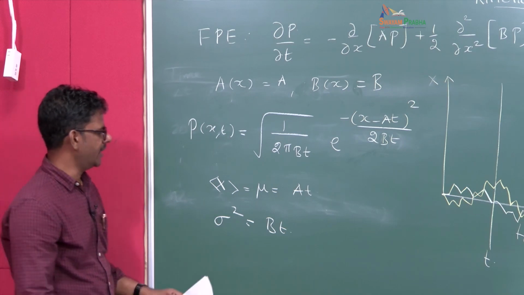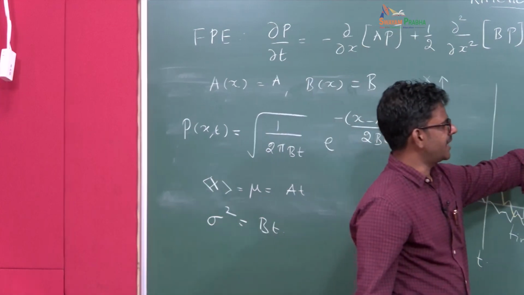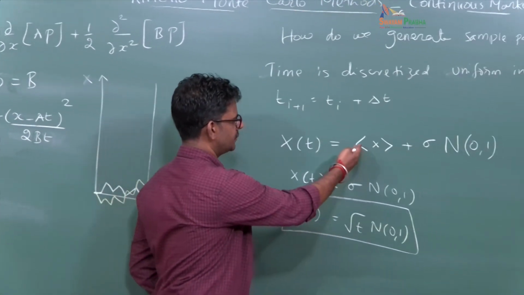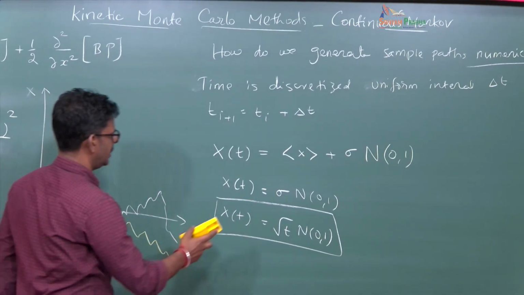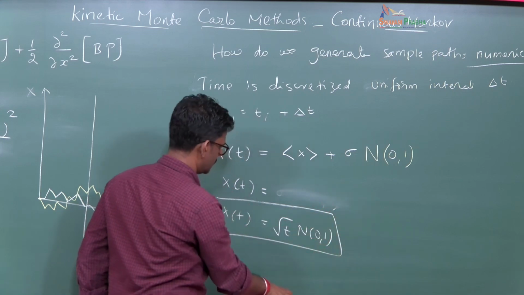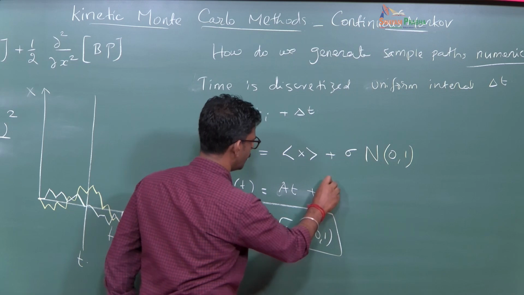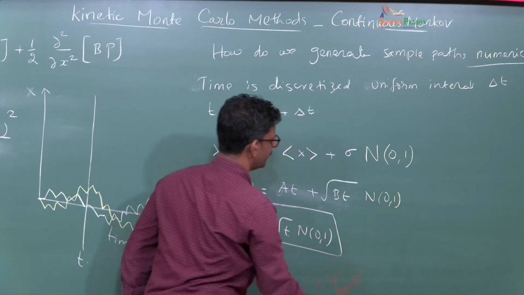Again, if you want to generate a sample path for this problem, we discretize the time by delta t, and then we write based on this formula. In this case the mean is at, so you will have a times t plus sigma, which is square root of bt, times a normal random variate N of 0,1.